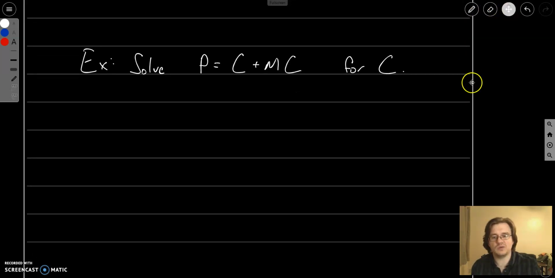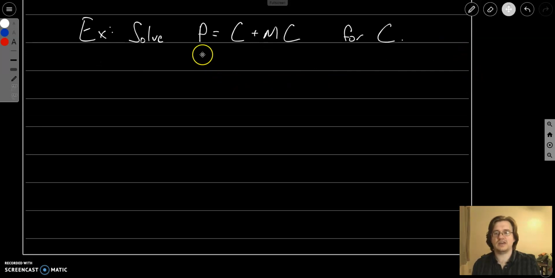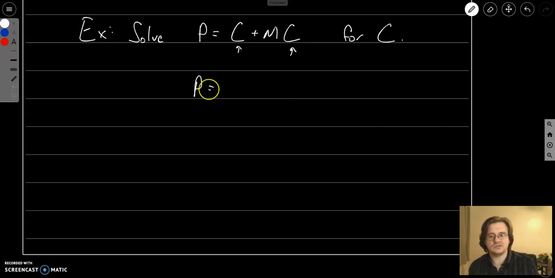So let's look at one more. So here we have P is equal to C plus MC. I'm not sure where this formula comes from in the book. This is just an example of a formula that they give us. And they want us to solve for C. So we have to get C by itself. And C shows up here twice. So the first thing that I want to do is make it so that there's only one C in here. There's no C's on the left-hand side, so I don't have to do anything there.